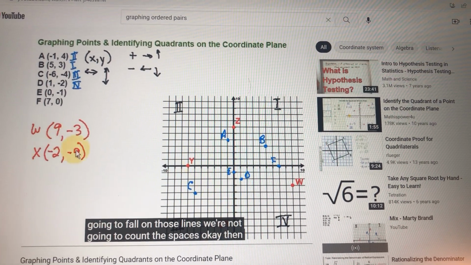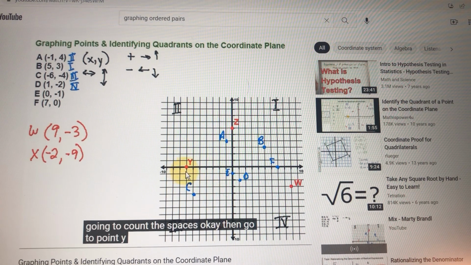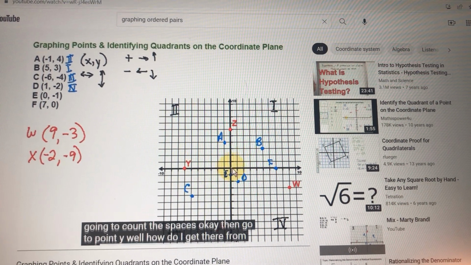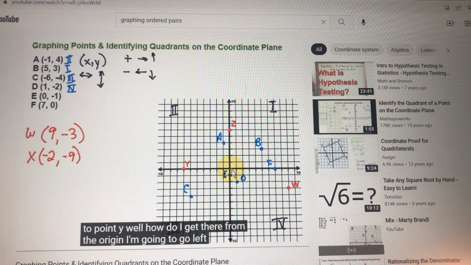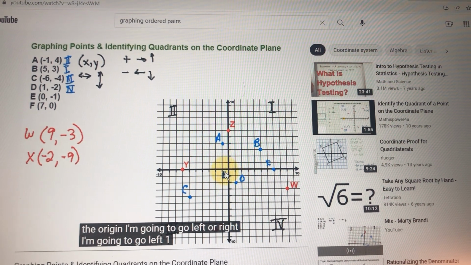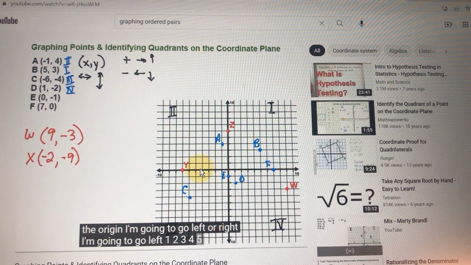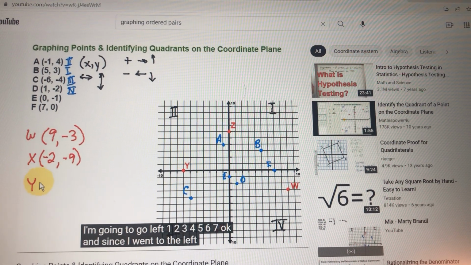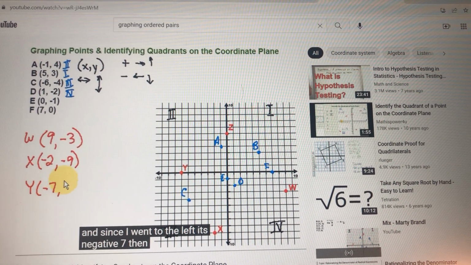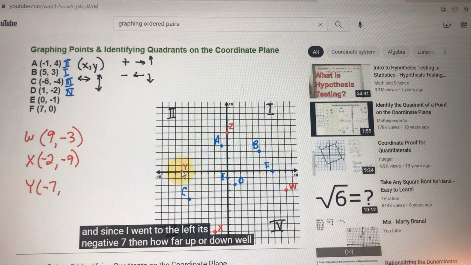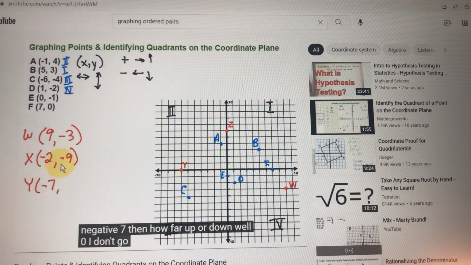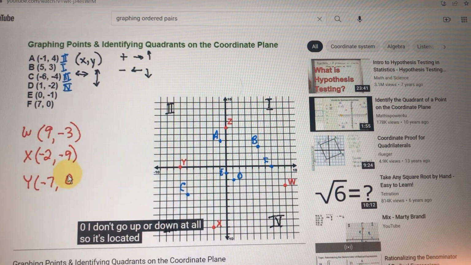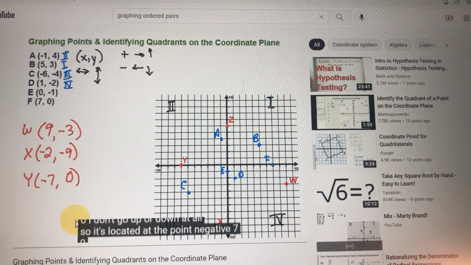Okay? Then go to point Y. Well, how do I get there from the origin? I'm going to go left or right. I'm going to go left: 1, 2, 3, 4, 5, 6, 7. Okay, and since I went to the left, it's negative 7. Then, how far up or down? Well, 0. I don't go up or down at all. So it's located at the point negative 7, 0.